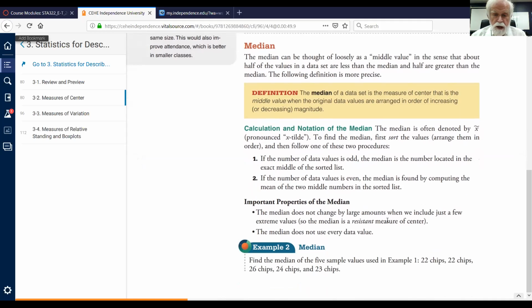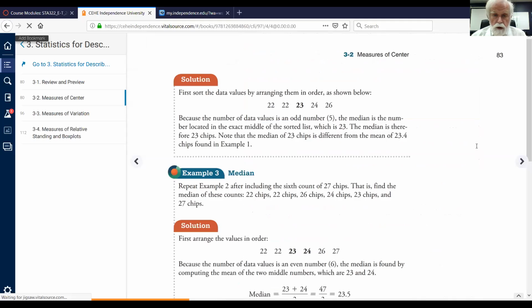In other words, it's exactly in the middle. So if we look at the 5 samples that are in the previous example of an average or mean, we had 22, 22, 26, 24, and 23. If we put those in order, 22, 22, 23, 24, 26, the middle value is 23. Note that we do not calculate anything around that. It doesn't matter that the data spread is higher than the median.